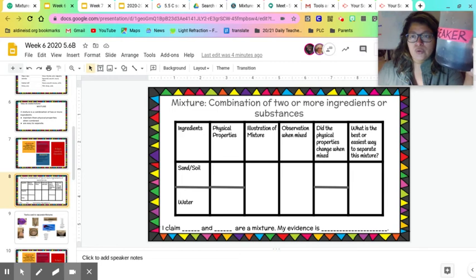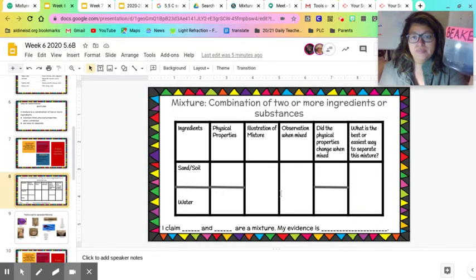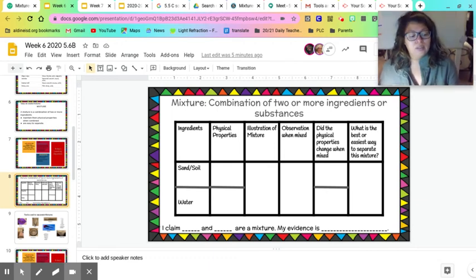Next, what did you observe? What did you notice? What did you see? So add your observations in your chart. And did the physical properties change when mixed? Did the soil change states of matter? No. Did the water become a gas or a solid? No. So when I combined the sand or soil and my water, they maintain their physical properties. So did the physical properties change when mixed? No.